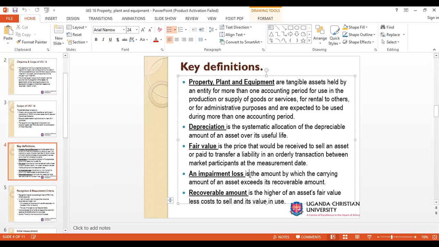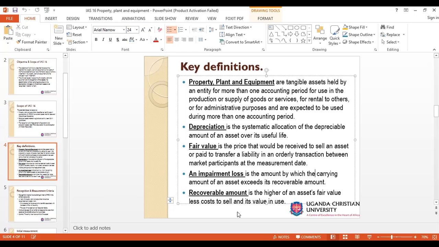What is an impairment loss? An impairment loss is the amount by which the carrying amount of an asset exceeds its recoverable amount. So we have two concepts: carrying amount, which is cost less accumulated depreciation, then you have recoverable amount of an asset. We are going to look at the recoverable amount of an asset. But where the carrying amount of an asset exceeds the recoverable amount, then it means the asset is suffering from impairment. So that asset must be impaired, and the impairment loss must be taken to profit and loss as an operating expense.